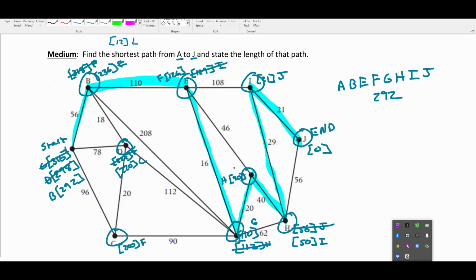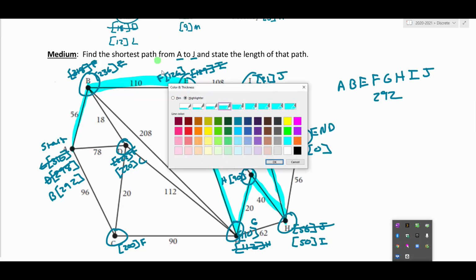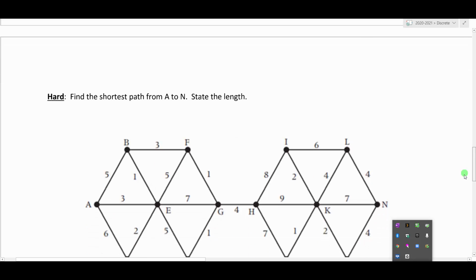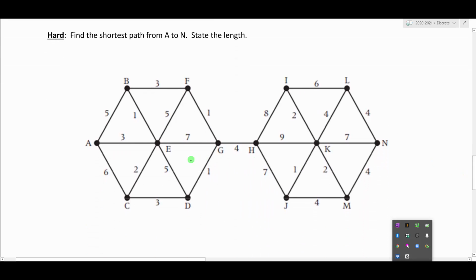All right. So let's take a look at the hard one real quick. And I'm not going to actually do the hard one for you, all right? But I'm going to give you the answer. These two on the second page are here if you really want to challenge yourself with this Dijkstra's algorithm. So if you do decide to do it, here's the answer.